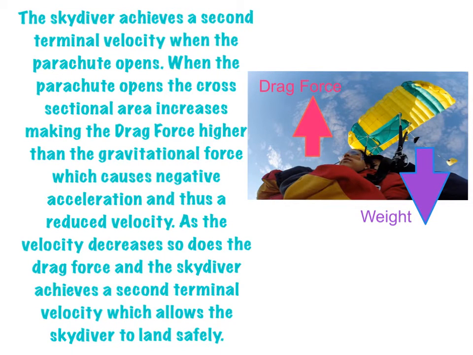The skydiver achieves a second terminal velocity when the parachute opens. This is because the cross-sectional area increases dramatically and the drag force becomes even higher than the gravitational force. This causes a deceleration and a reduced velocity. Due to the decrease in the velocity and the drag force, the skydiver achieves a second terminal velocity.